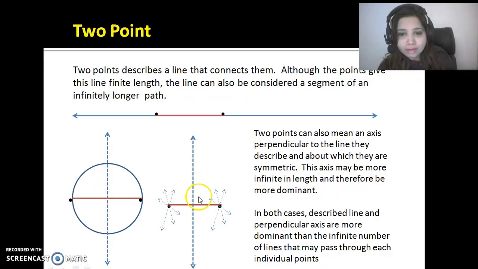Same over here, but over here this again is much more dominant than the other infinite lines which may pass through this point. So in both the cases, the described line and the perpendicular axis are more dominant, which means this line and this line are much more dominant than the infinite number of lines that may pass through each of these individual points. Further you will realize that these are nothing else but glimpses of probably an existing design.